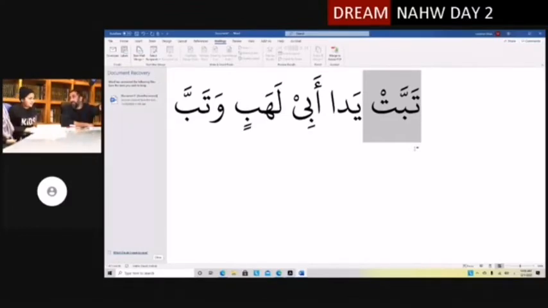So the point isn't that you can recite it. The point is you got to use it. You can't use it until you look at the question in hand. So tabbat matches with? The present tense. Well, the past tense. Yes. It matches with the past tense.